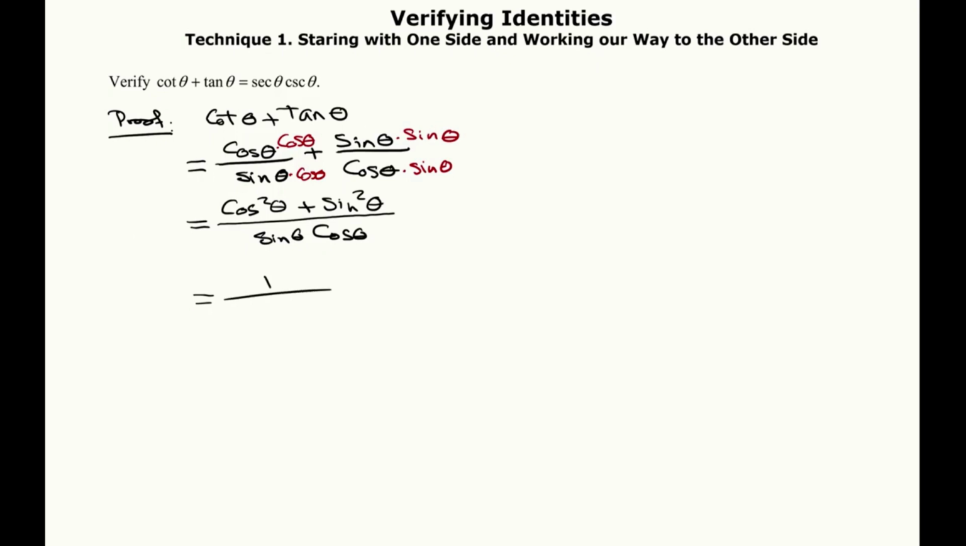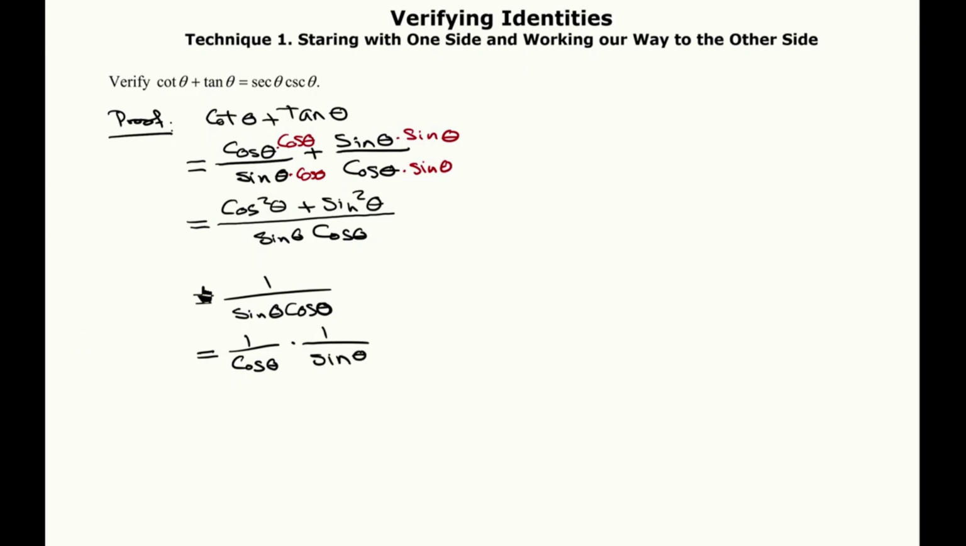So we get 1 over sine theta cosine theta. So as we do this, we keep our eyes on the target, which is secant theta cosecant theta. For the first time, it looks like we're getting close because we've taken a sum and we've turned it into an entire product. So at this point, all we're going to do is split those. We can always write that as 1 over cosine theta times 1 over sine theta.